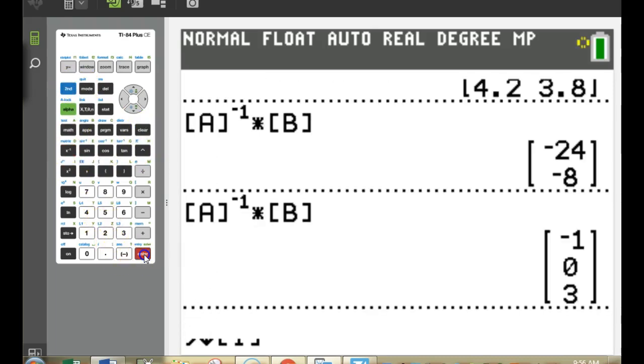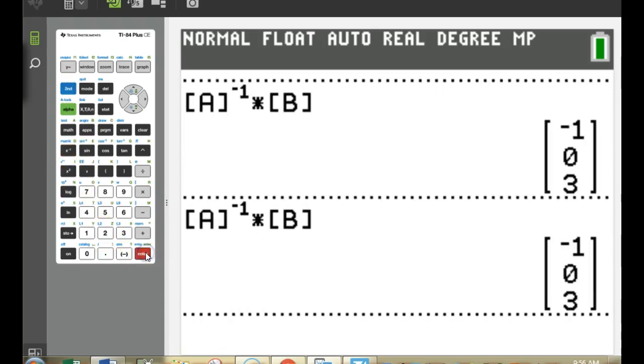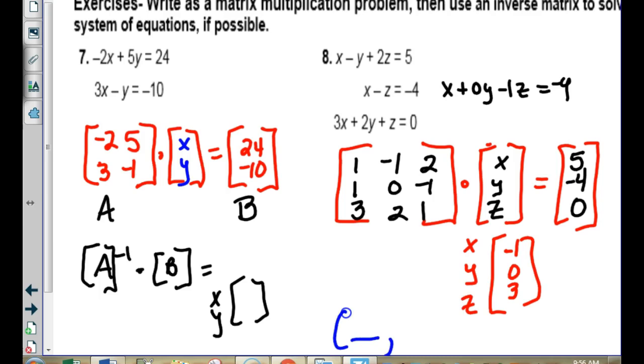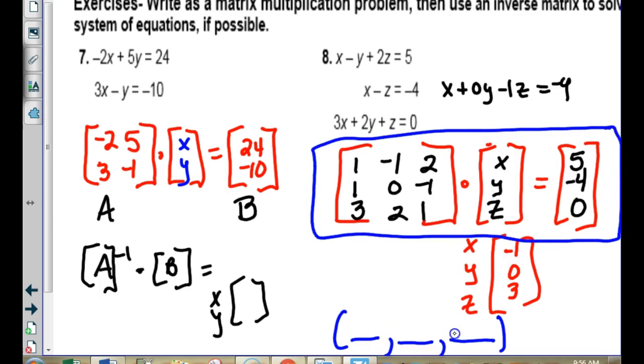Matrix button, name of A, then the matrix button to get the negative 1, and then times matrix button, name of B. All right, so negative 1, 0, 3 is what this one gave us. And what is that telling us? It's telling us X, Y, Z. So the question on the quiz says this. It gives you this setup and then says find this. So you're going to write what? Negative 1, 0, 3.